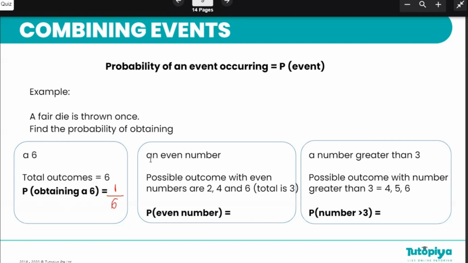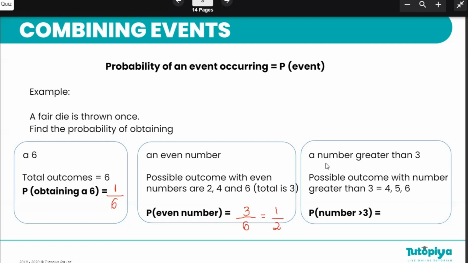Moving on to the next part of this question, find the probability of obtaining an even number. So when we roll a fair dice, we have outcomes from 1 to 6, but our even numbers are the numbers 2, 4, and 6, which is a total of 3 outcomes. So the probability of obtaining an even number is 3 outcomes out of a total of 6 outcomes, and I can simplify this to be 1/2 or 50%.